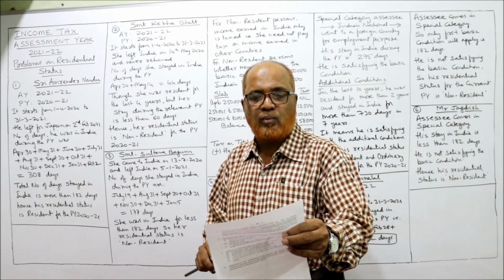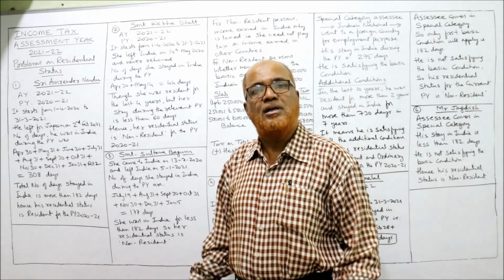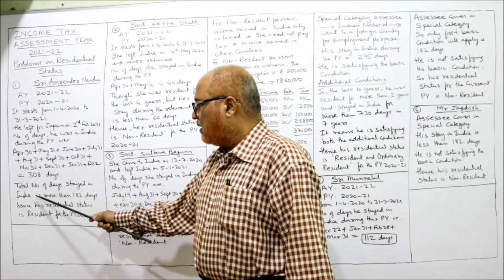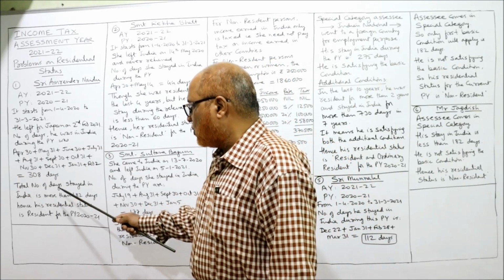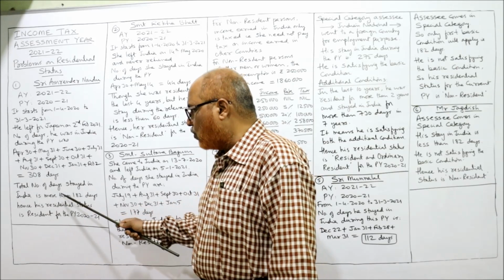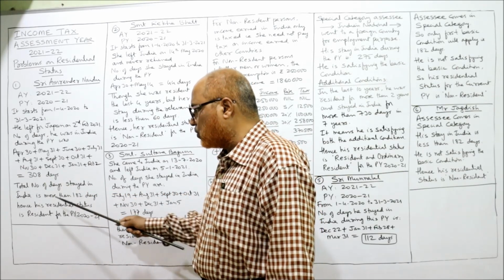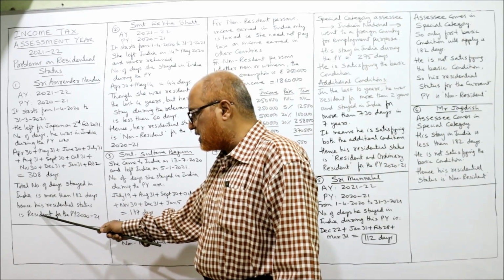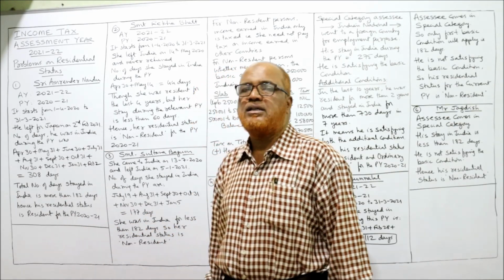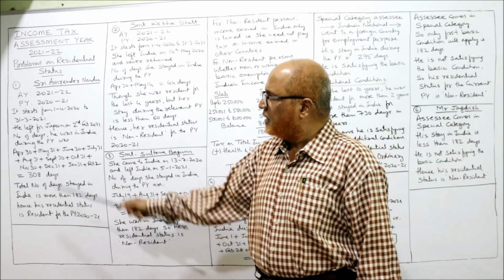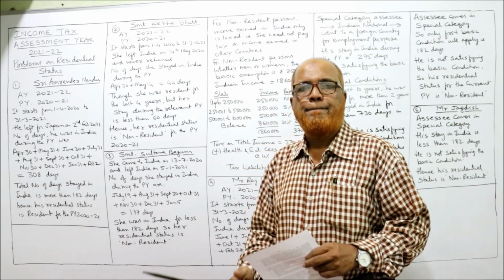So he is asking you whether he is resident or non-resident. He is resident. The total number of days stayed in India is more than 182 days. He stayed for 308 days, more than 182 days. Hence his residential status is resident for the previous year 2021. This is the solution of the first problem.